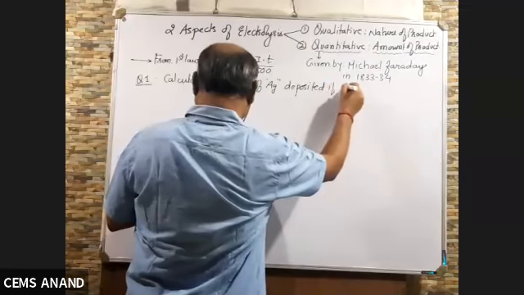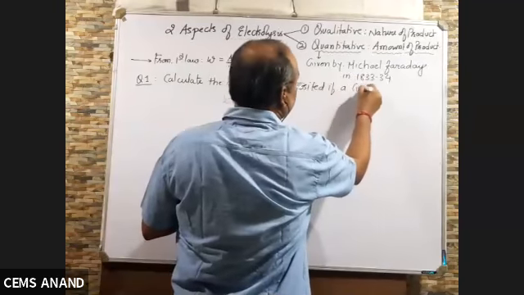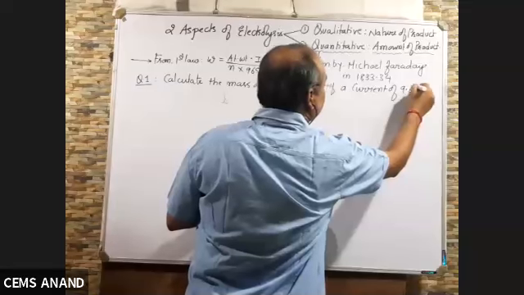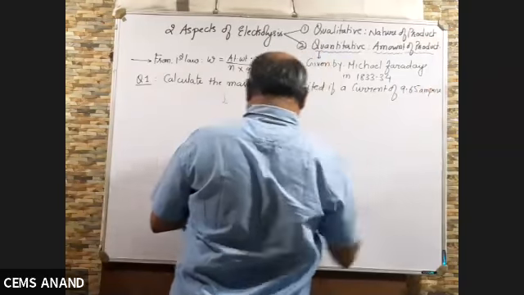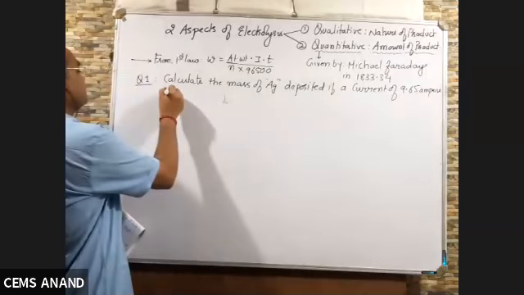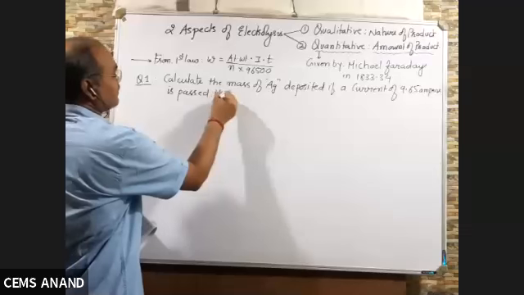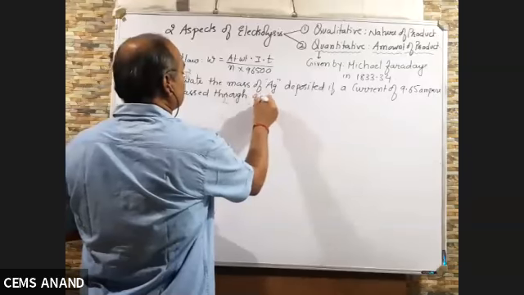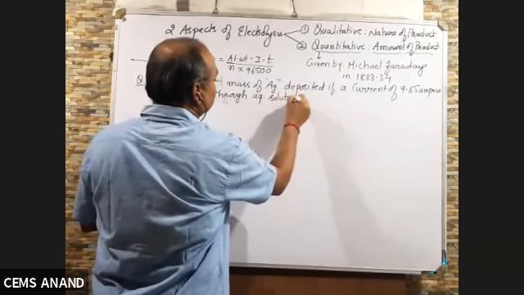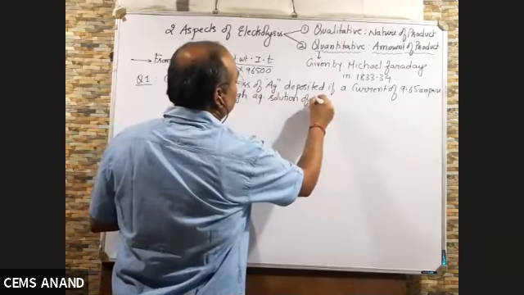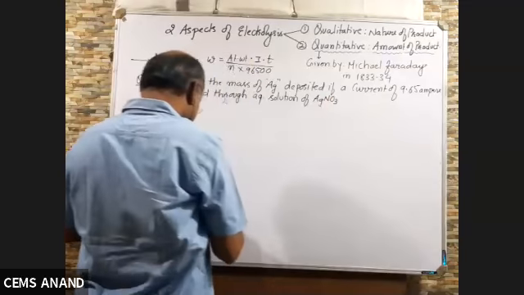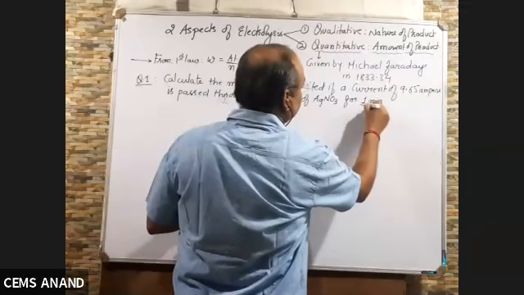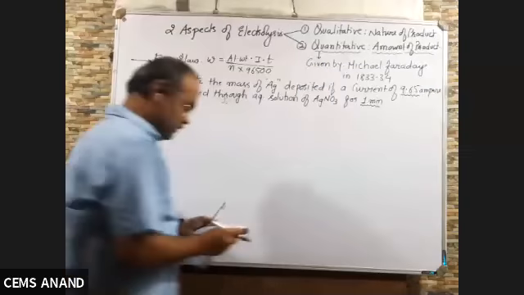if a current of 9.65 ampere is passed through an aqueous solution of AgNO3 for 1 minute, right?